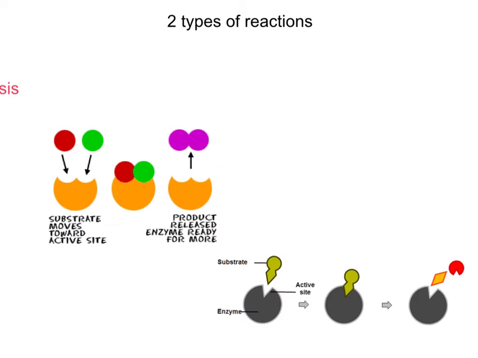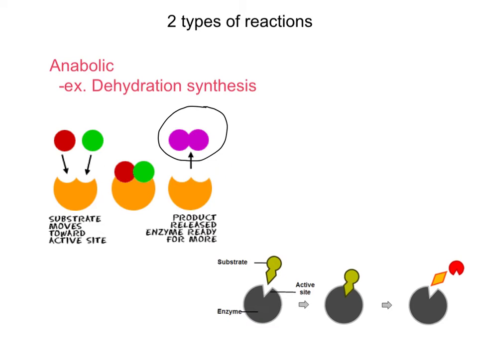And so there are two types of chemical reactions that the activation energy can have an impact on. There are what are called anabolic reactions. An example would be dehydration synthesis. If we break this down a little bit, when we synthesize something, we are making something new. So that's what my purple molecule is there. In this reaction, this is an anabolic reaction, so I have built something new.